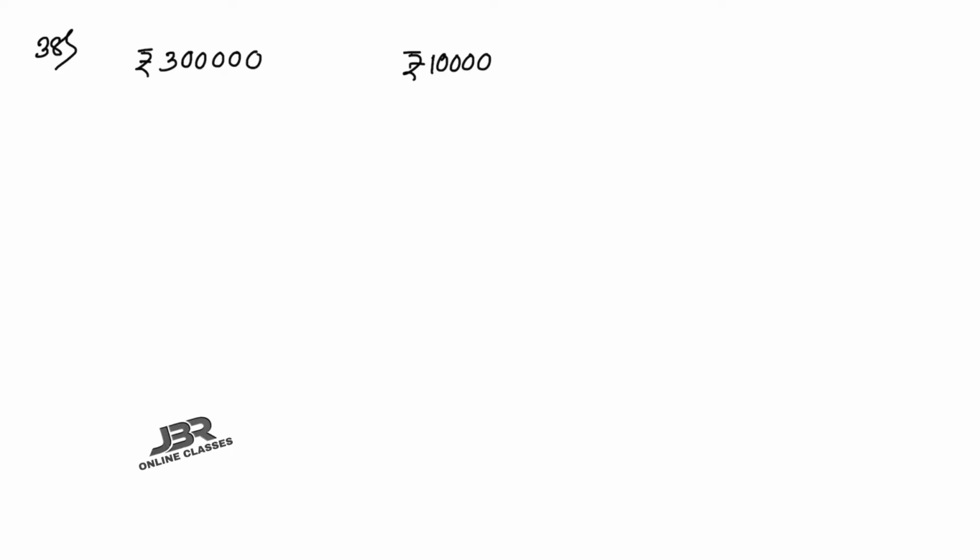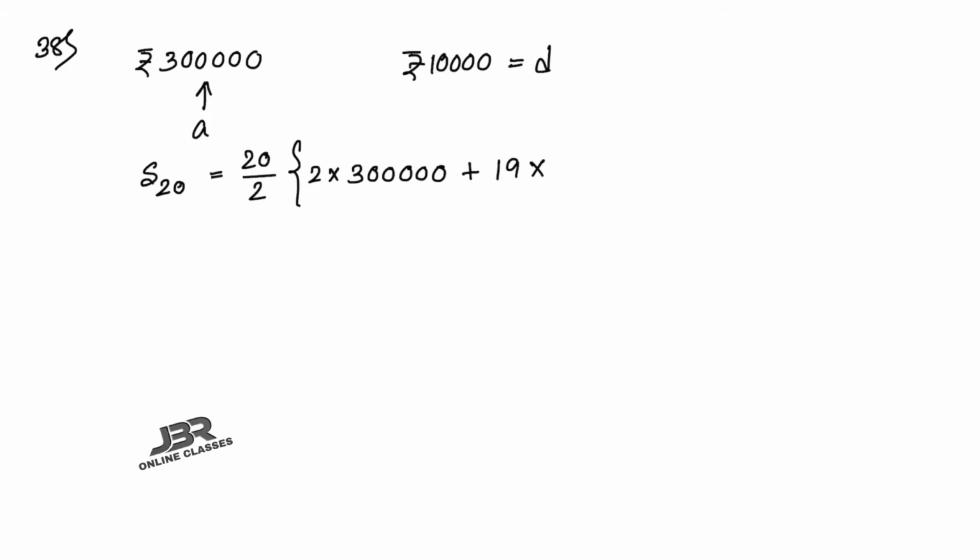That means the initial term is A, and the difference between two years is D. As you have to find the total amount, you can apply the formula of S20. S20 means 20 by 2, then 2 into A, that is 3 lakh, plus n minus 1, that is 19, into D, that is 10,000.